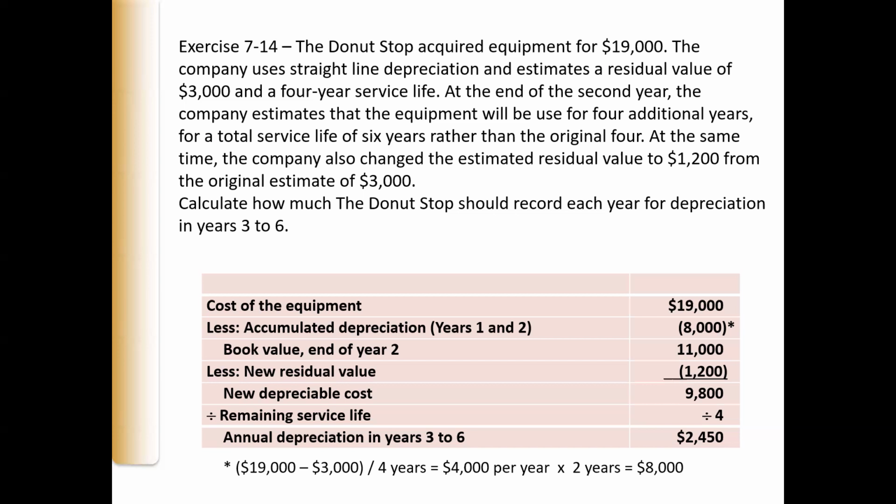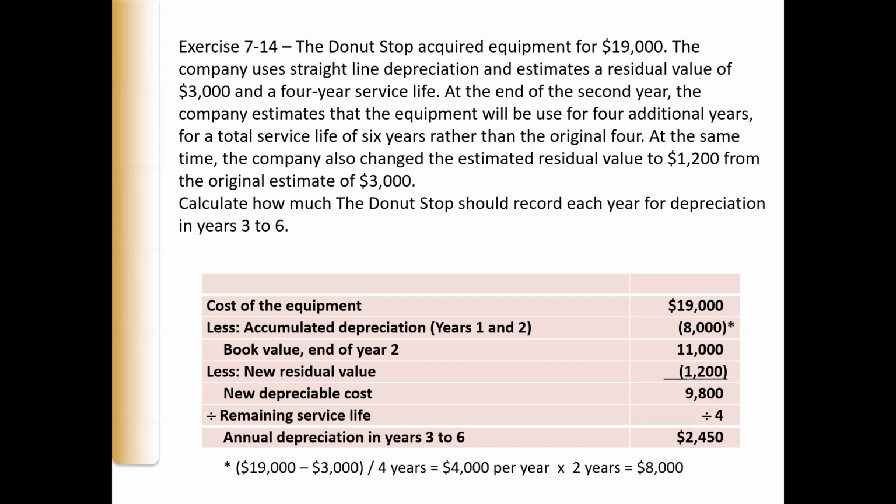So we see the cost is $19,000. We're going to have a 4-year service life with $3,000 residual value. So initially, we were going to depreciate $16,000 divided by 4 years, or $4,000 each year. So in years 1 and 2, we took $4,000 each year for a total of $8,000 for the first 2 years. So at the end of year 2, we've got a book value of $11,000. The 19 minus the depreciation we've already taken of 8 makes 11.